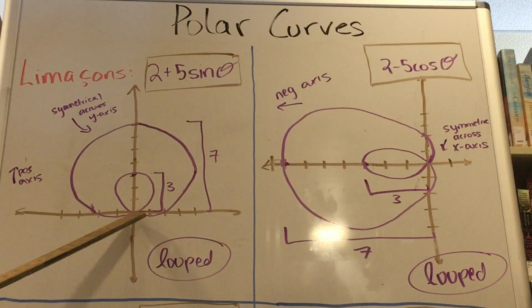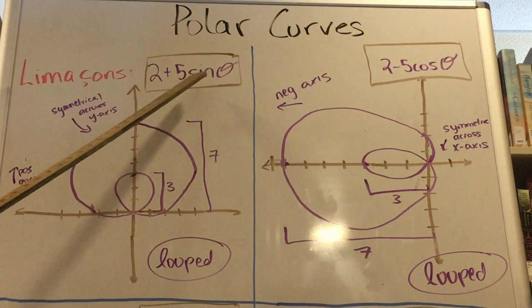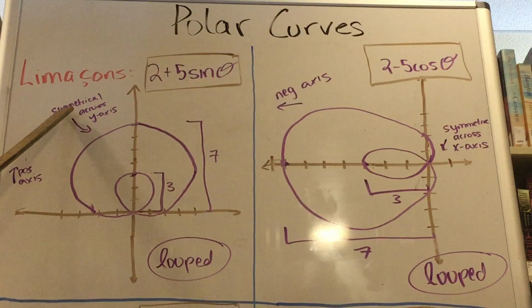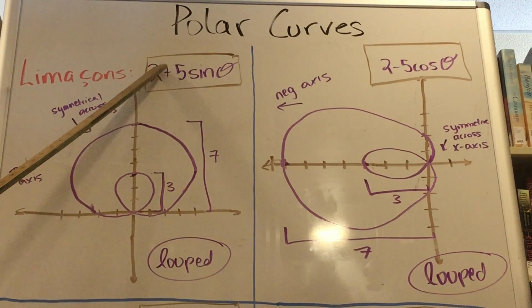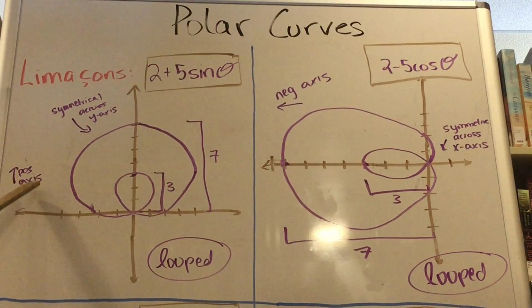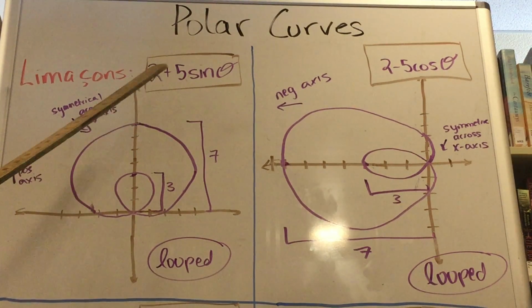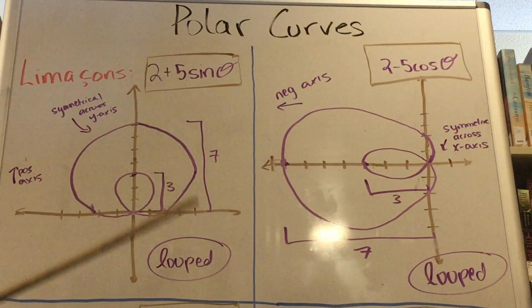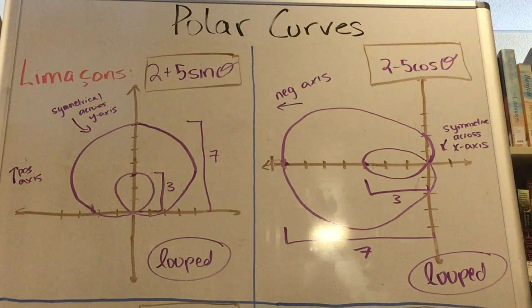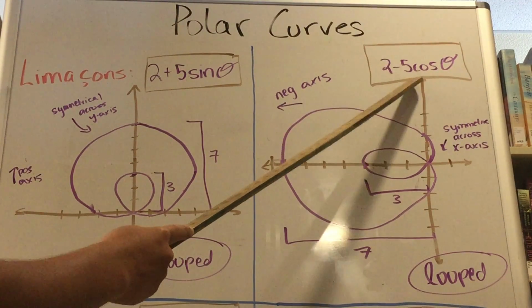Notice how this curve goes up. Because it's a sine function, it should be symmetrical about the y-axis, and it goes up because there's a plus in the middle, which means it's on the positive part of the axis. And because a is less than b, this is a looped limaçon. And this is another example of a looped limaçon, again because a is less than b.